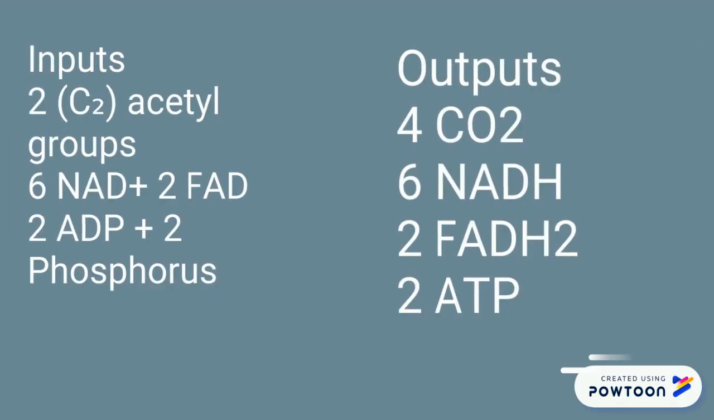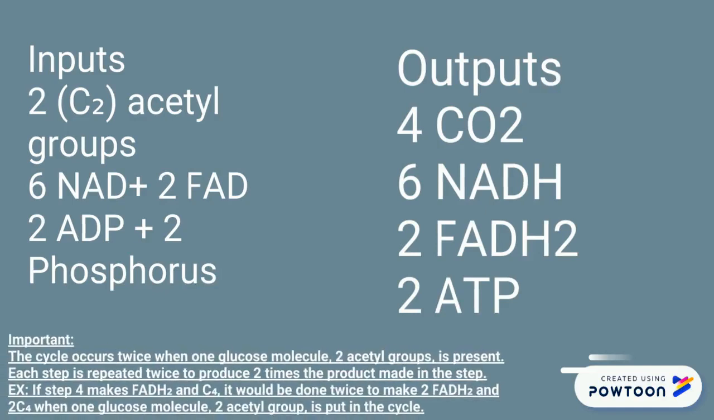The inputs are 2 C2 acetyl groups, 6 NAD+, 2 FAD, 2 ADP plus 2 phosphorus, and the outputs are 4 CO2, 6 NADH, 2 FADH2, and 2 ATP.